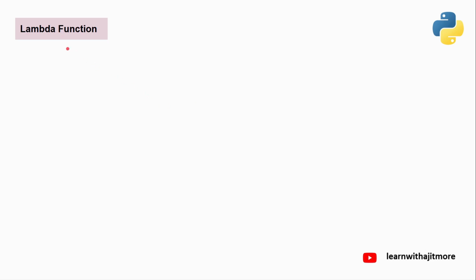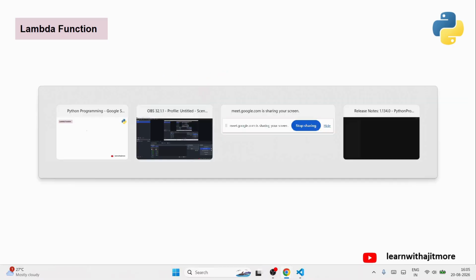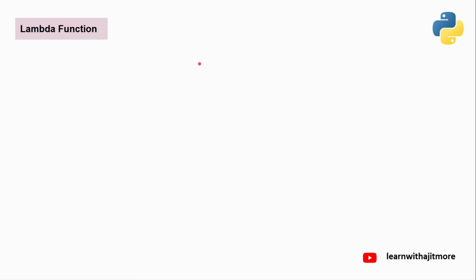Getting? So lambda functions are functions without a name. Now these functions can take arguments, but they can perform only one single line of code. Okay? Lambda function.